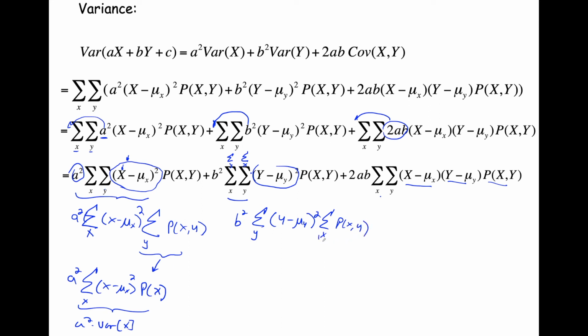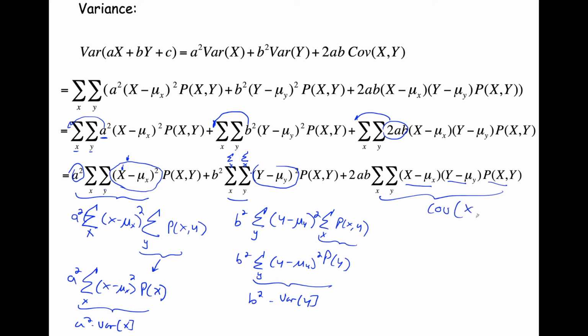I look at this, wait, that's a marginalization. That becomes p of y, and now it becomes b squared, summation with respect to y of y minus mu sub y, quantity squared. That's nothing more than the variance of y. So now I'm left with b squared times variance of y. And if I look at this last expression, I have 2ab, my double sum, x minus its center, y minus its center, p of x, y. That's nothing more than the covariance between random variables x and y. So now I have 2ab times the covariance of x and y.